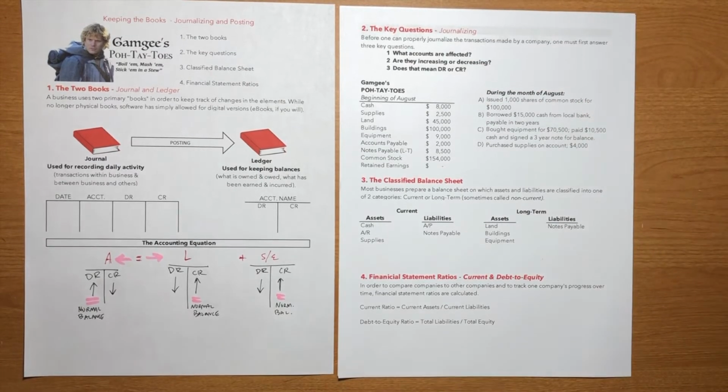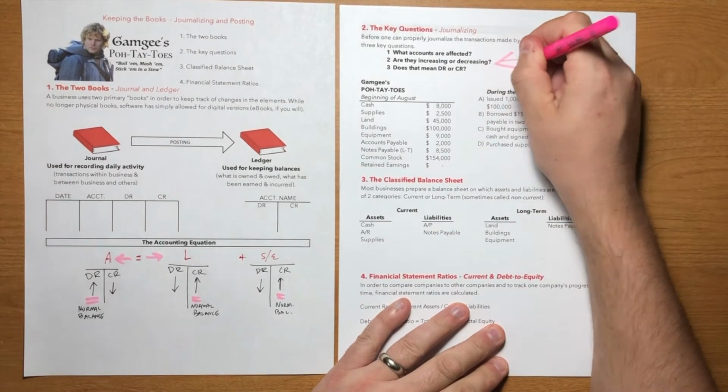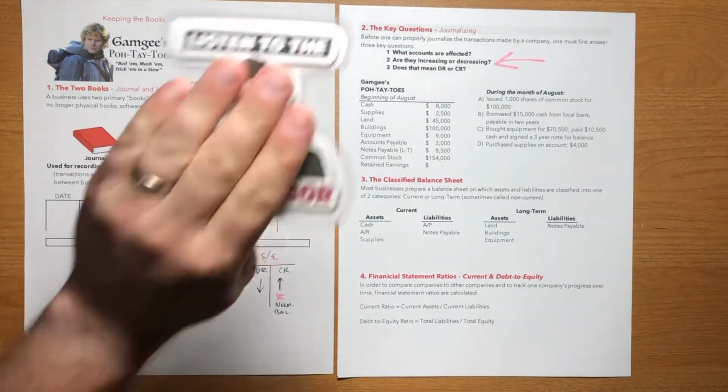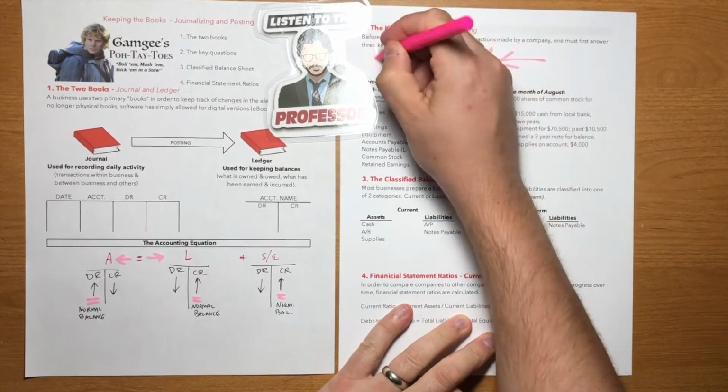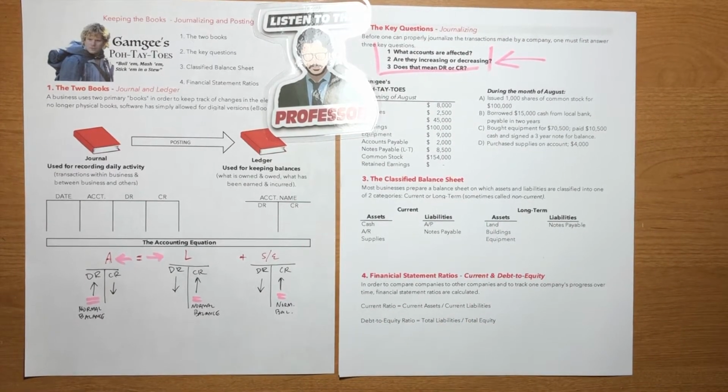These three questions are huge. Huge. Listen to the professor. These are huge. Okay? You've got to know how to do this in order to record journal entries. So take your time, think through these things as you do them.